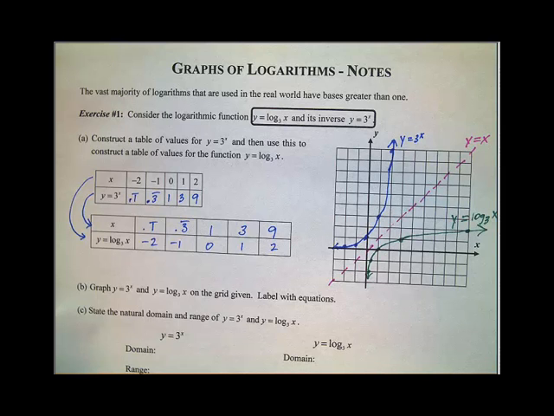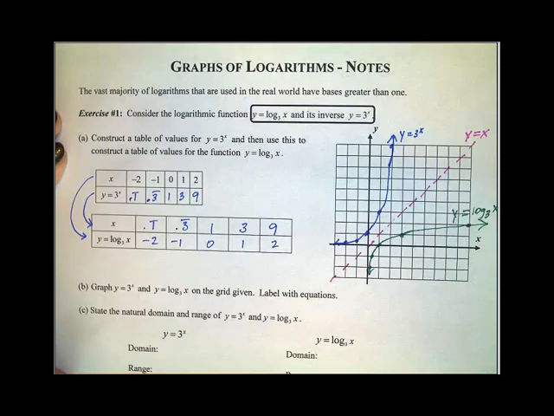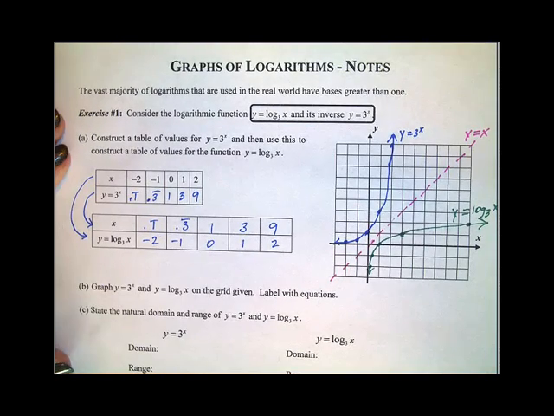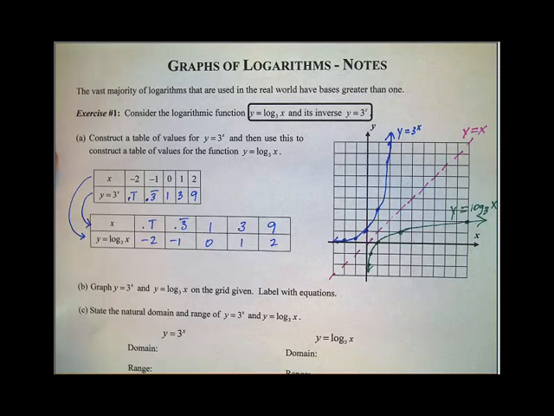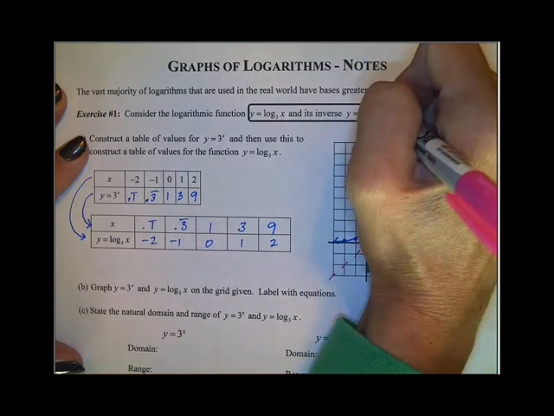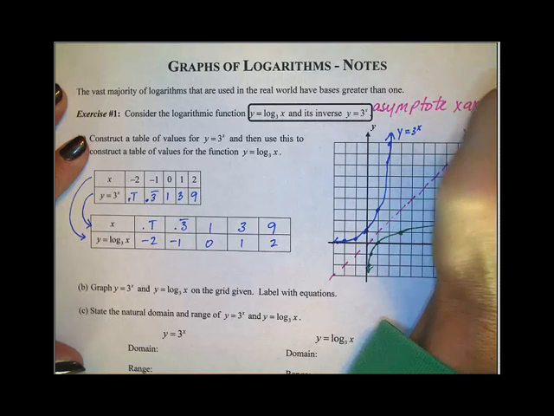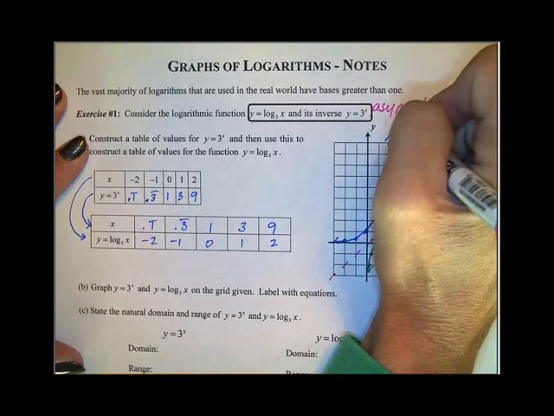Now, when we graphed them, I drew in the pink line, which meant it was symmetrical because they are inverses of each other. Symmetrical to the line y equals x, or a reflection in the line y equals x. The other thing we need to talk about is the asymptote line again. The asymptote of the exponential was the x-axis, or y equals 0. That was for the exponential.